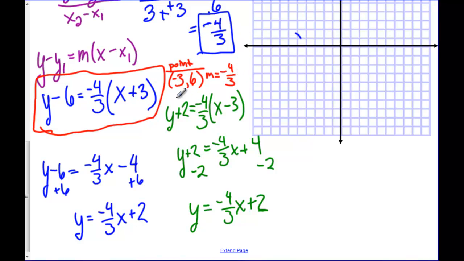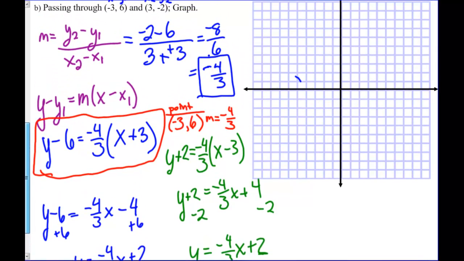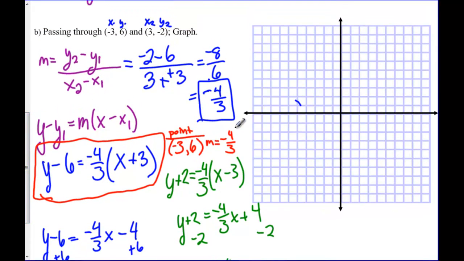So we're taking our information of having the point (-3, 6) and our slope of -4/3, and we're going to use that to graph. So for (-3, 6), we're going to start at the origin, go to the left 3, and then go up 6. So there's a point.